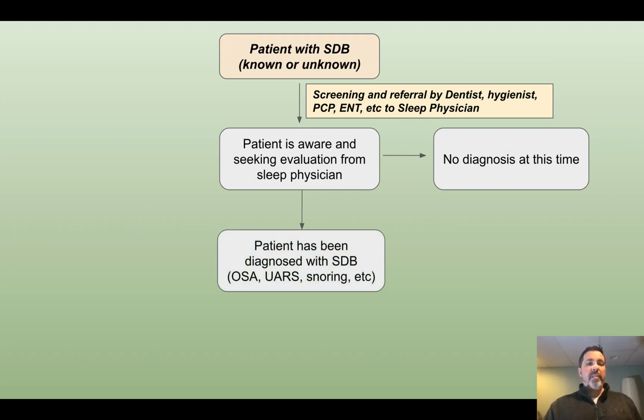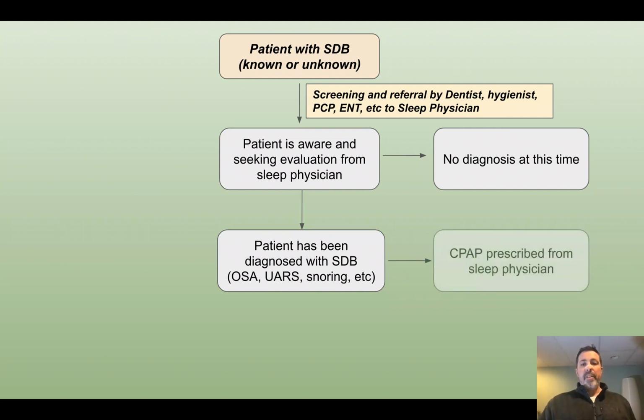So that patient then becomes diagnosed. So aside from the patient without the diagnosis, let's just say that the patient becomes diagnosed with sleep disordered breathing, which under that umbrella comes OSA and UARS, or snoring. Again, snoring is a diagnosis. If that patient has been diagnosed, their sleep physician may decide to prescribe a CPAP. That's the most common workflow that we will see in medicine today. Again, the CPAP is still the standard of care. I'm not here to say CPAPs are bad. I'm just here to say there's other ways to treat the patients.